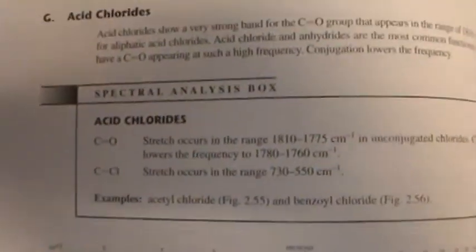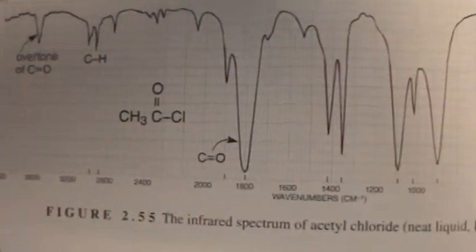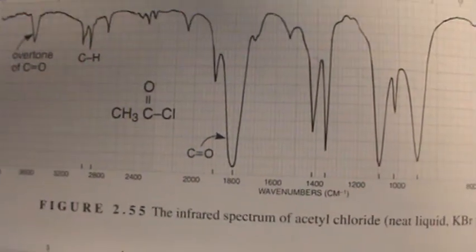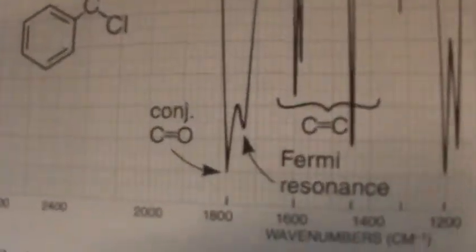If you went over to Pavia and we look up acid chlorides, and we'll look at a couple examples. Here's a very simple one. You can see right around 1800 they labeled the 1. Let's look at a different example. Now they show you can often see 2.